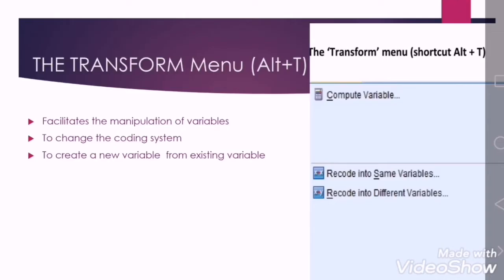The Transform menu. This menu facilitates the manipulation of the variables. The recode option allows us to change the values of specific variables, for example, if we want to change the coding system we are using. Compute allows us to create a new variable from the existing variables, for example, if we want to add or find the average of several individual scores, which we might do when scoring a questionnaire.